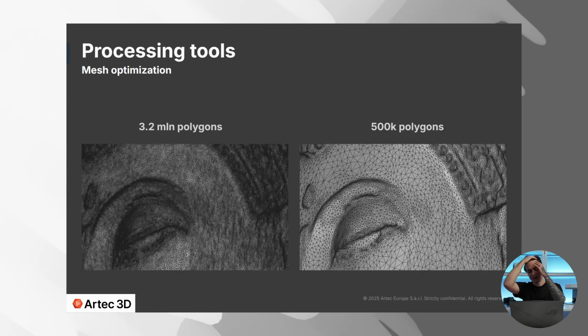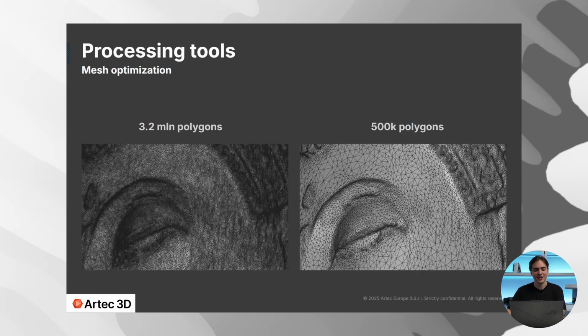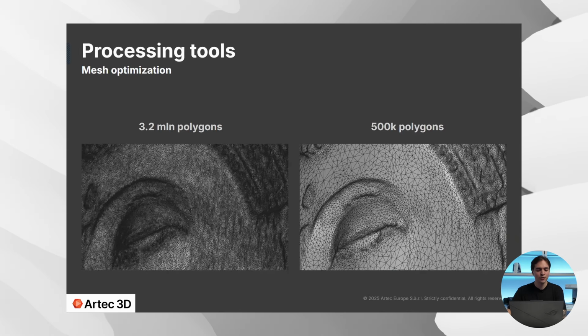Here is a really nice example. We have created this AI photogrammetry with 3.2 million polygons. You could see the mesh on the left. So yeah, you could tell that this mesh is unnecessarily dense. We don't need that many polygons to represent such a surface. So we can optimize our mesh and reduce the poly count.